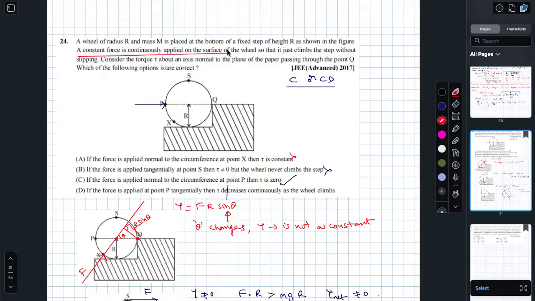You said a constant force, unknown. If it is constant both by magnitude and direction, then what happens? In that case, it decreases. But if it is constant only by magnitude and always tangent, then torque remains constant.